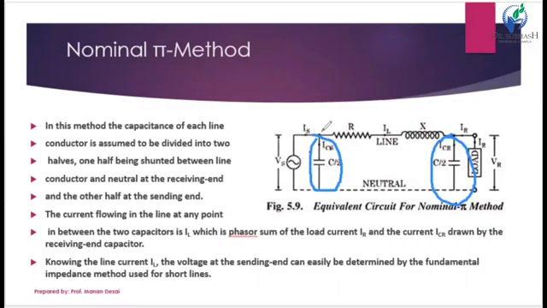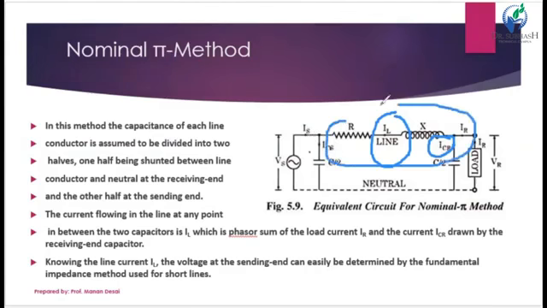The current flowing in the line at any point in between the two capacitors, IL, is the phasor sum of the load current IR and ICR drawn by the receiving end capacitor. So from the load current, the capacitor draws ICR current. Knowing the line current IL, the voltage at the sending end can easily be determined by the fundamental impedance. This is an impedance Z.